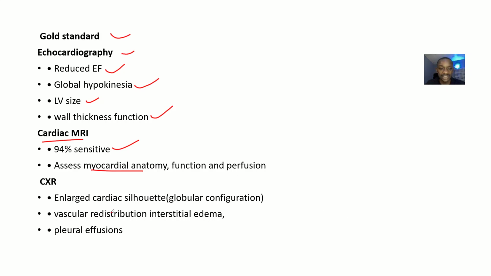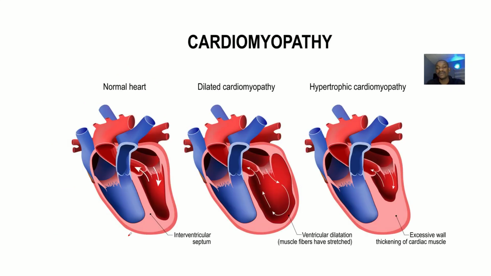Then the CXR, which is the chest X-ray, you can use it to assess if the heart is enlarged, all right? Like an enlarged cardiac silhouette, which could be global configuration. Then you also use it to assess for vascular redistribution. That's like if there's edema or distribution of fluid into the interstitial space, you use it to rule this out or confirm. All right, then pleural effusions, use it to also confirm if there's pleural effusions.